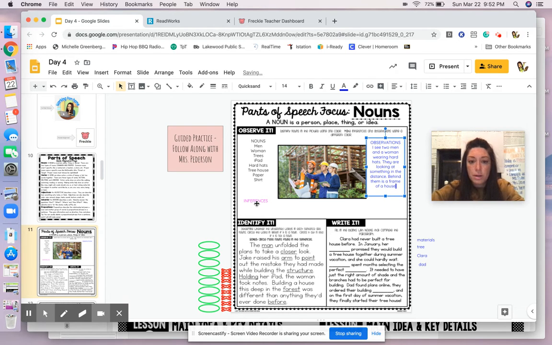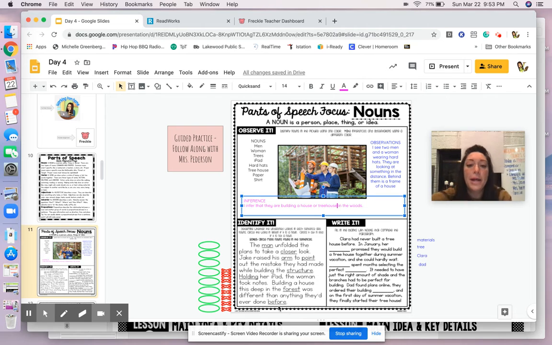Okay. So now here's my inferences. Based on what I see and what I know, I infer that they are building a house or tree house in the woods, right? Now look, see, I have a red thing there. So now tree house is one word. Okay. So now here we go. We're going to circle the nouns, cross off anything that is not a noun. And there's additional words that are nouns as well.